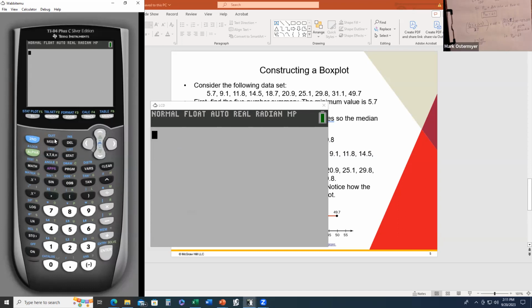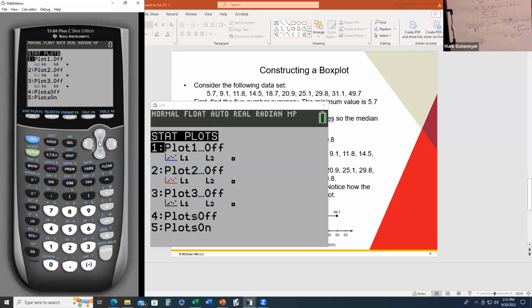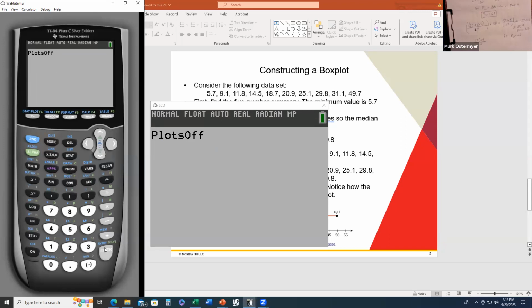To get into our stat plot mode, we have to hit our second key followed by the Y equals key. Second Y equals button gets us into stat plot. Notice I have 3 stat plots at my disposal. Are all of your stat plots turned off? If not, if you have any stat plot turned on, I want you to move your cursor down to plots off, hit enter again, that'll turn them all off.